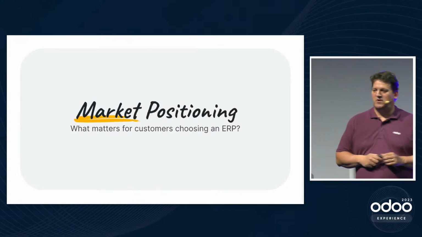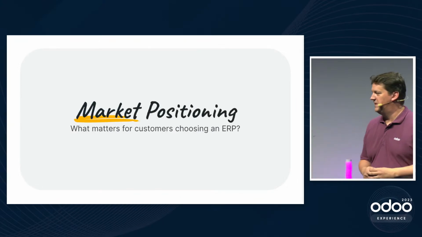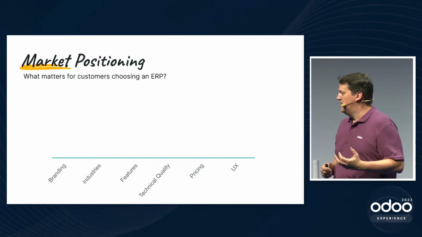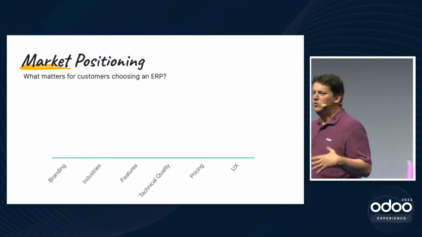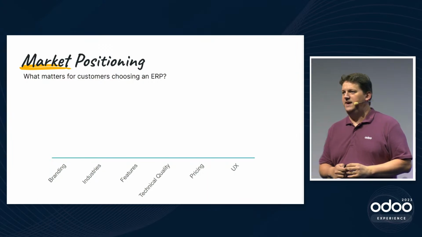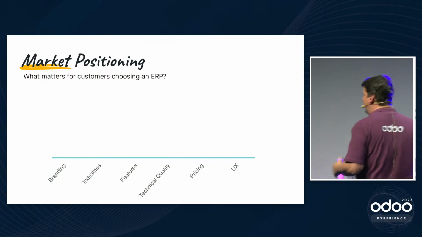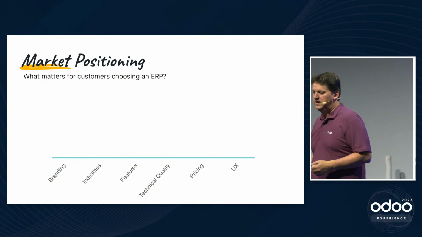All right, so we have seen the present. Now let's talk about the future. And let's start with the market positioning. So when people are buying or looking for such a software, they have different things they have in mind. Why do they choose one or the other ERP?